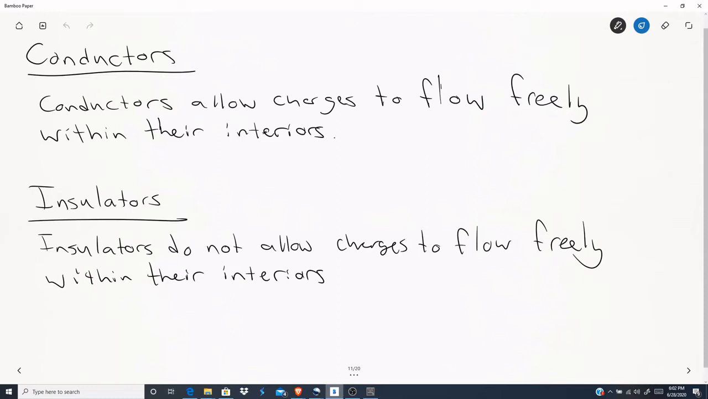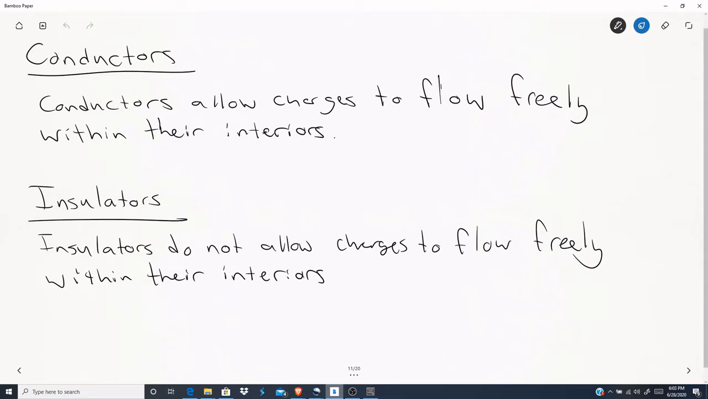So now we're going to talk about conductors and insulators. Conductors allow charges to flow freely within their interiors. So this means essentially the conductors don't impede the flow of electricity. The reason a conductor is able to do this is because the valence electrons in the atoms of a conductor are not tightly bound to the atom, and they tend to be shared by the other nuclei within that material.